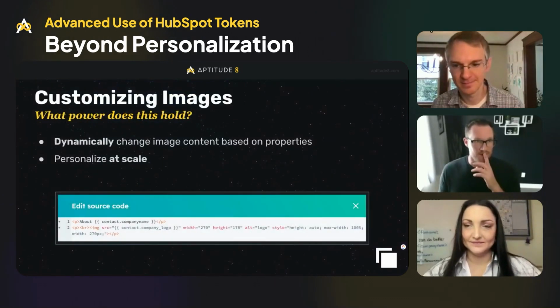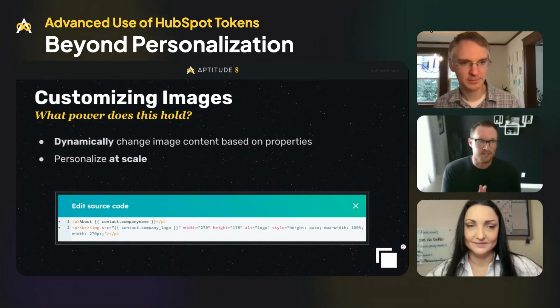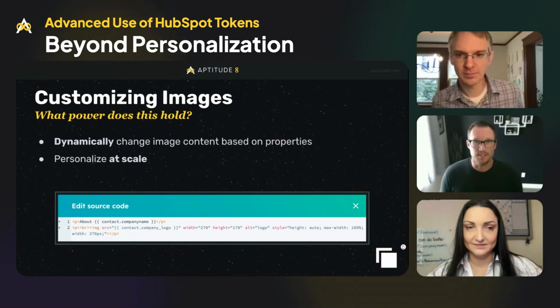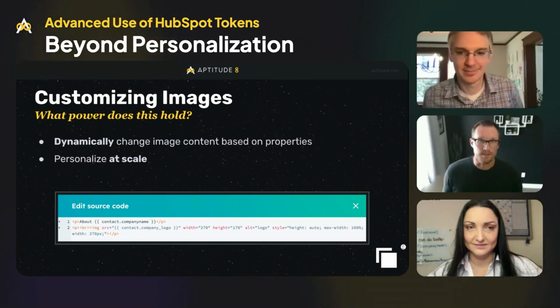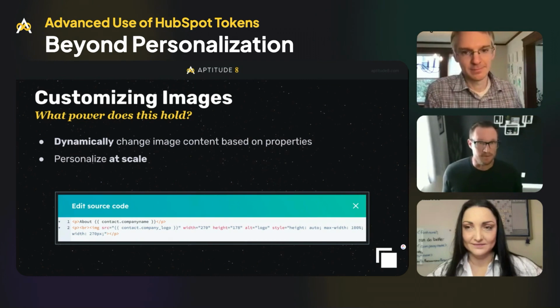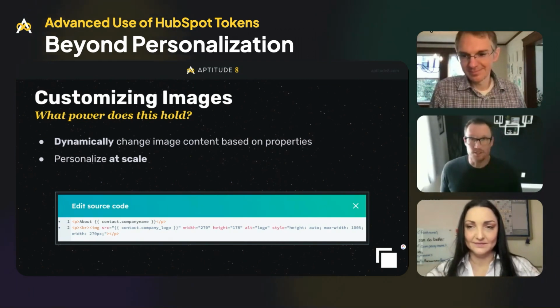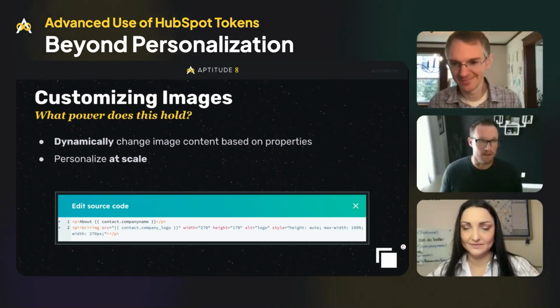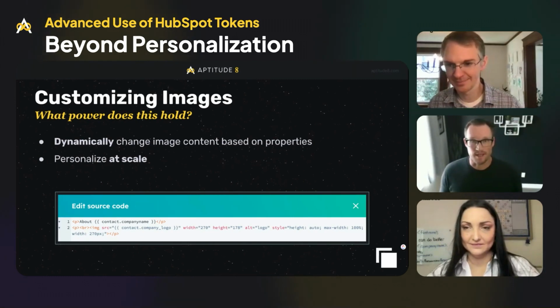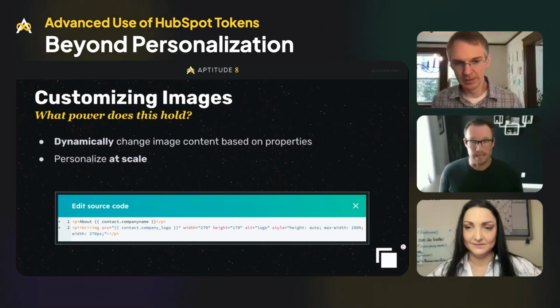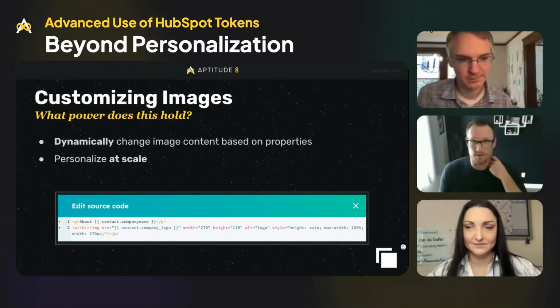Let's get into customizing images here. One of the cool things with personalization tokens is that so long as you are storing appropriate HTML, or storing a URL for an image in a property somewhere, you can recall that within HTML anywhere that HTML is being used within HubSpot. So you can dynamically change image content based on a particular property, and personalize that outreach at scale. Think about running an ABM campaign and being able to personalize a landing page experience for a particular prospect with their company logo and their company name. This is a super easy way to do that, just using a personalization token.